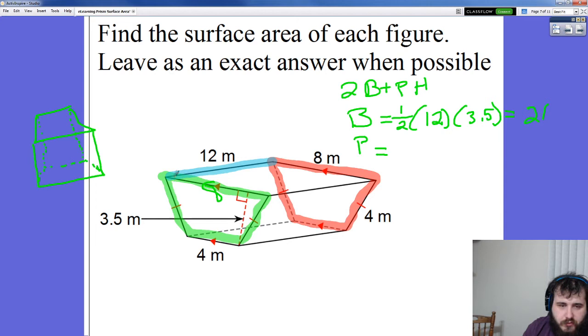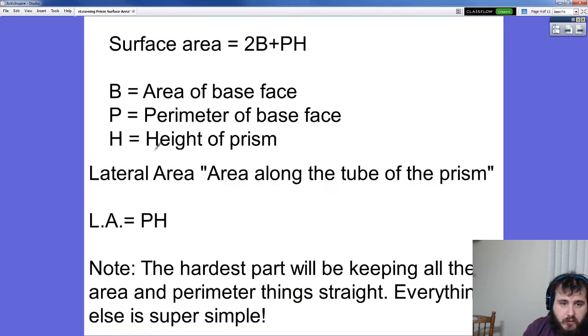All right, so now we want to go around the perimeter here. Well, this is 12, this is 4, this is 4, and this is 4. 4, 4, 4, and 12 is 24. I'm going to write that out. 4 plus 4 plus 4 plus 12 is 24, because 4 plus 4 plus 4 is 12, plus 12 more is 24. And then the height, again, we want the height of the prism. We don't want the height of the base. We want the height of the prism.